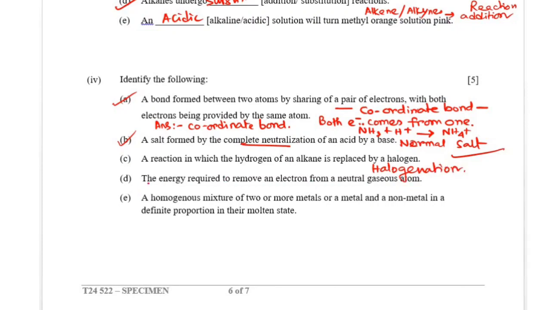The energy required to remove an electron from a neutral gaseous atom, the most loosely held electron, is called ionization energy. And the last question, E. A homogeneous mixture of two or more metals, or a metal and a non-metal, in a definite proportion is called an alloy.